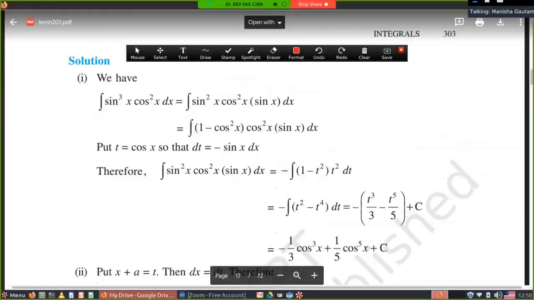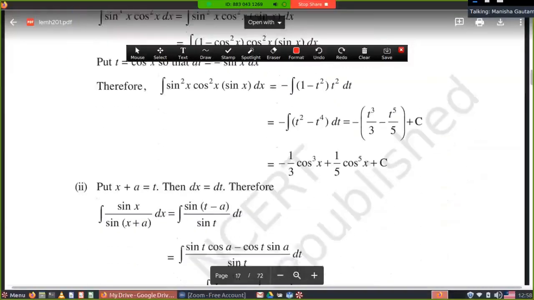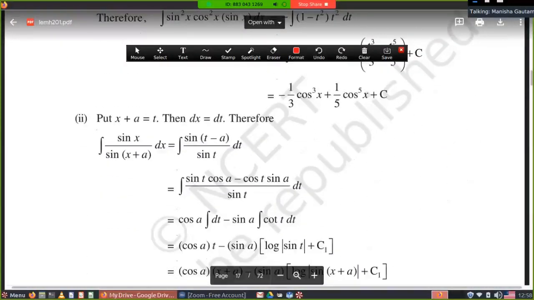In all questions we are doing just substitution. In a few questions we have to simplify first, then integrate using the substitution method. In the second part, the question is sin x upon sin(x plus a), integrate the function with respect to x.